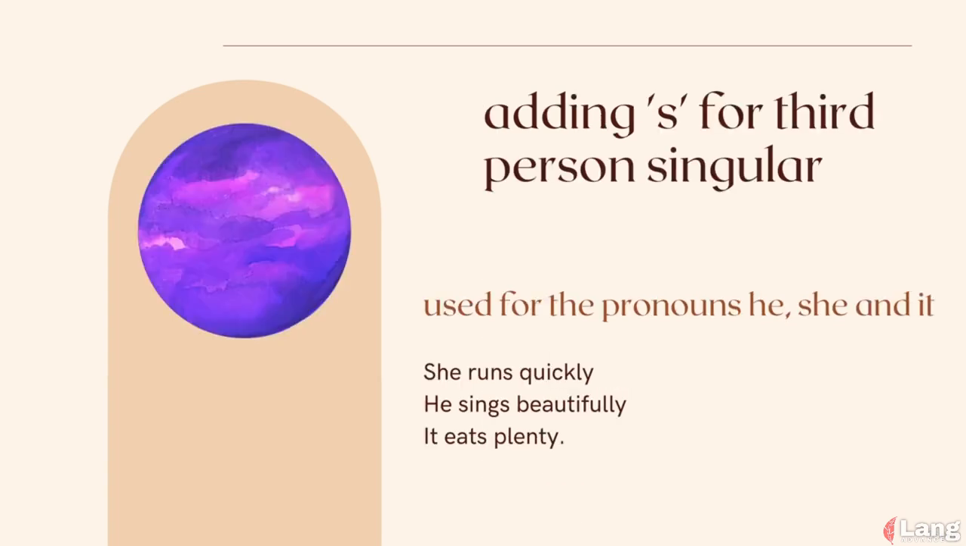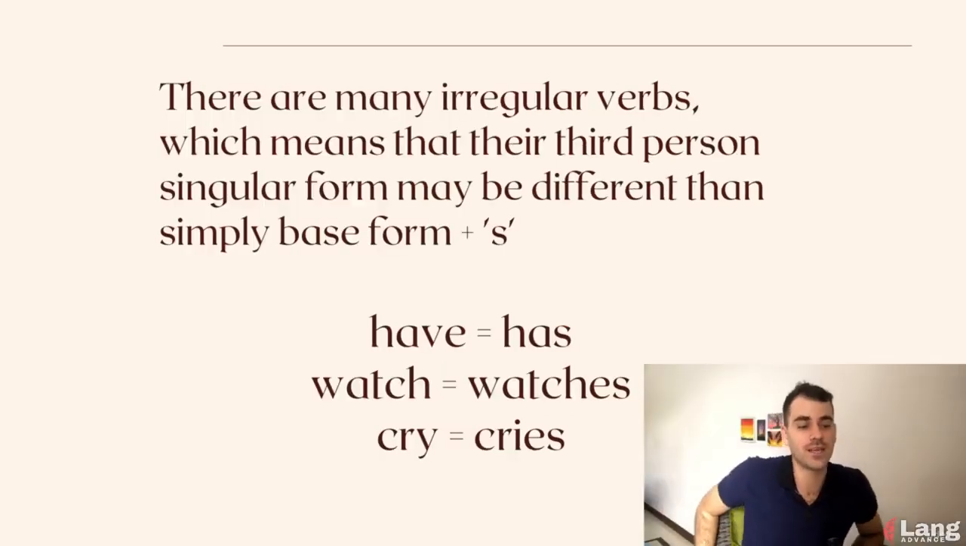We add s for third person singular. It's used for the pronouns he, she, and it. She runs quickly. He sings beautifully. It eats plenty. There are many irregular verbs, which means that their third person singular form may be different than simply base form plus s.